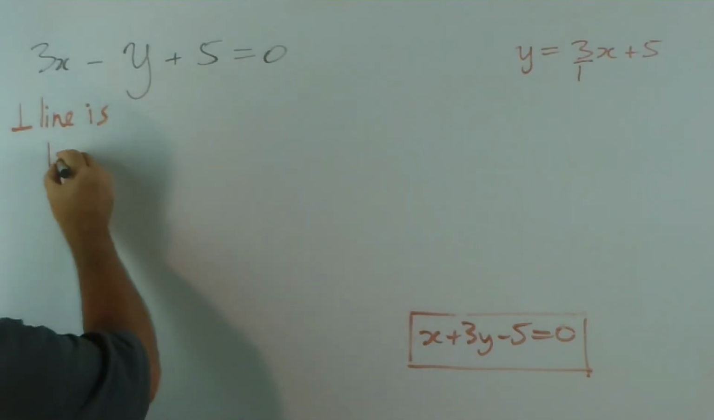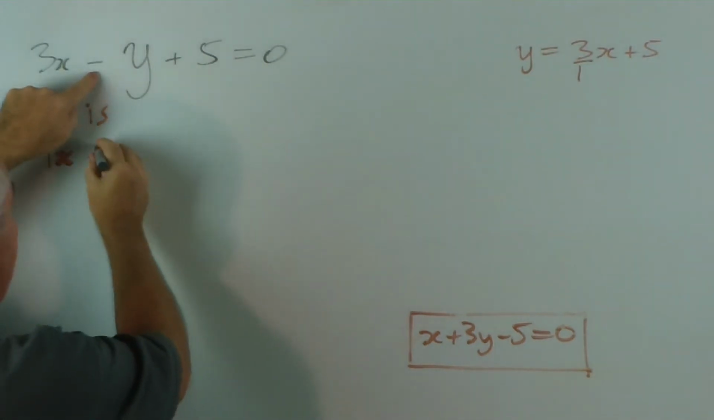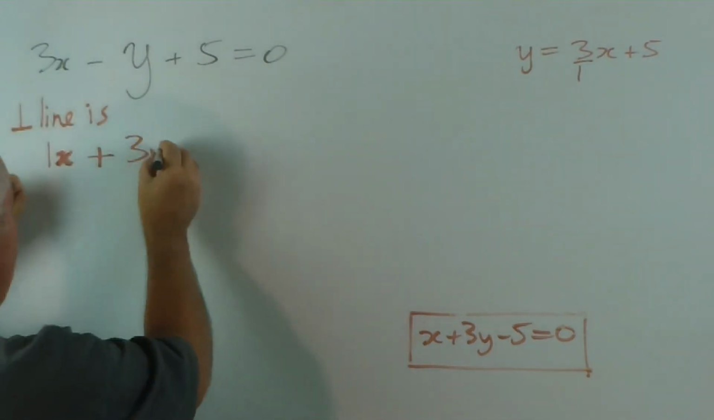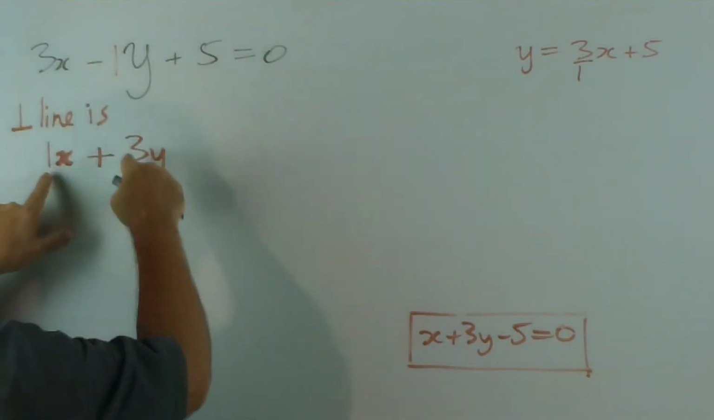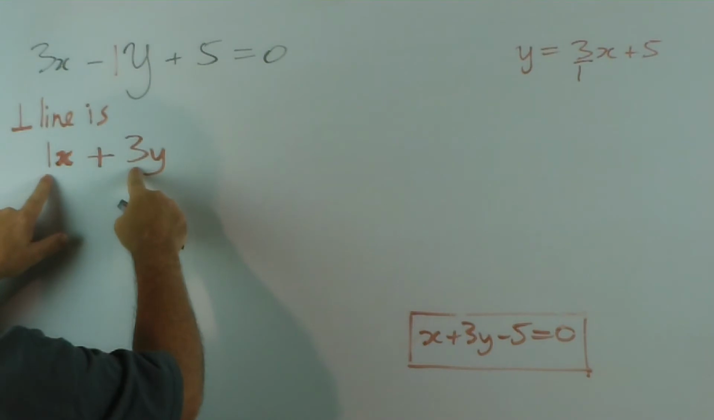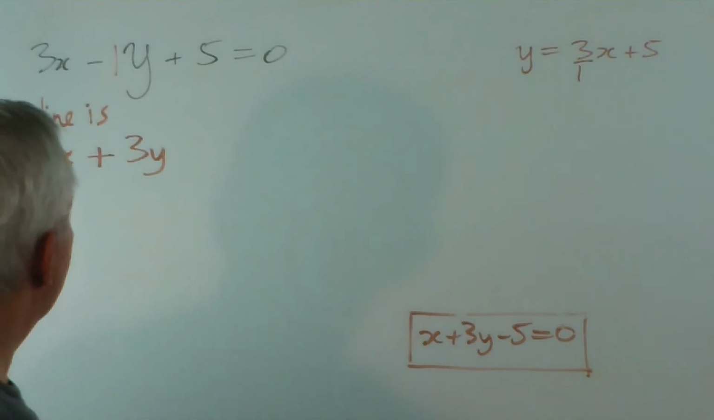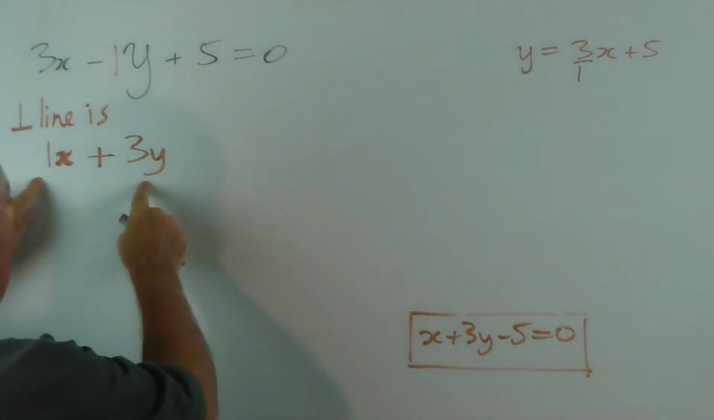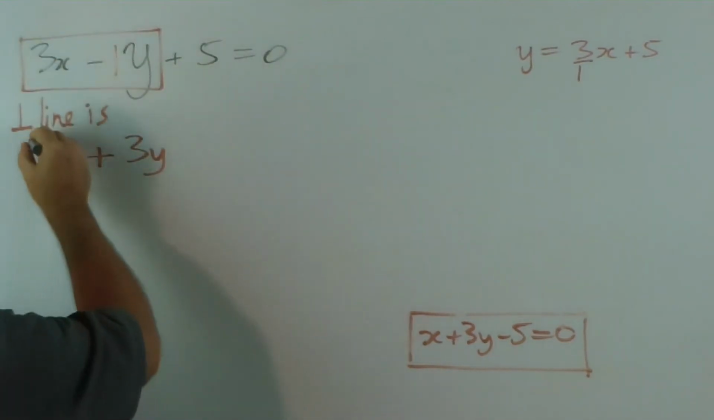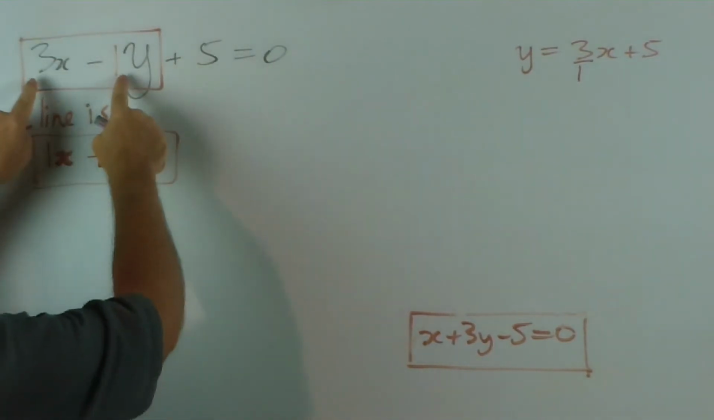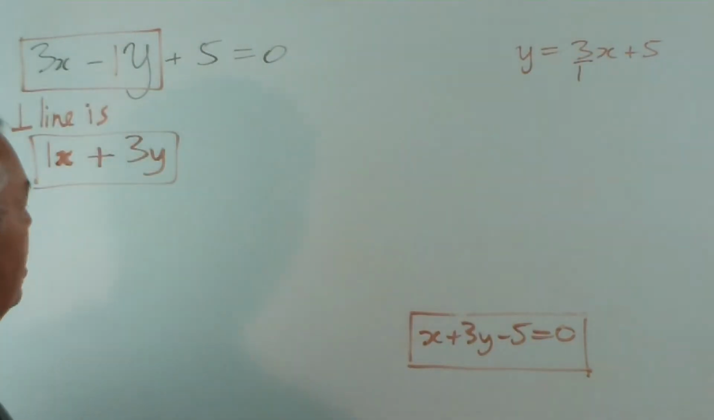That means that I can immediately say that the perpendicular line is 1x, wouldn't normally write the 1 of course, plus, changing the sign, 3y. Note, the 1 and the 3 have changed places, and I've changed the sign. I normally change the sign in front of the y rather than the x. And this line is perpendicular to that one, because that's where the gradient comes from. And I've now got a gradient with the two values swapped, and with the sign changed.